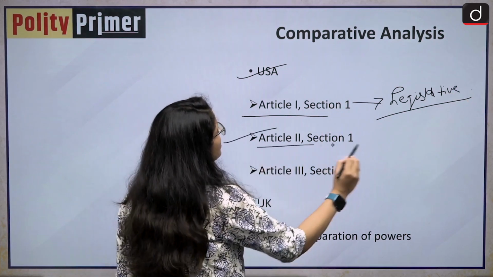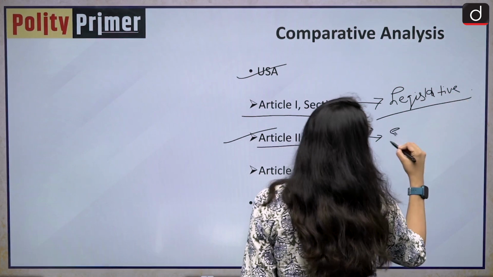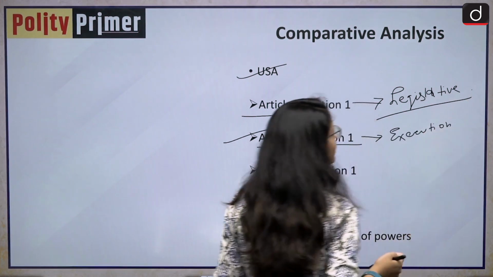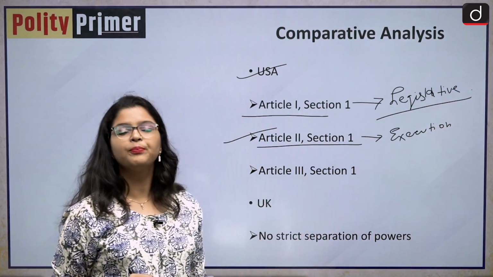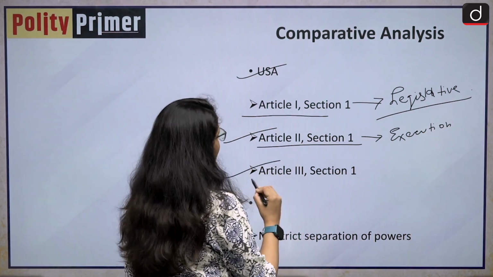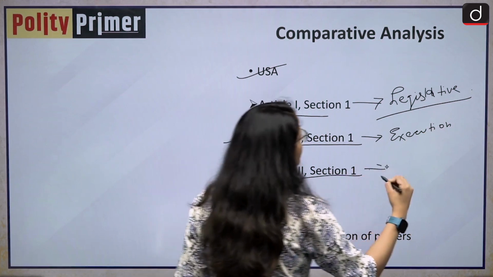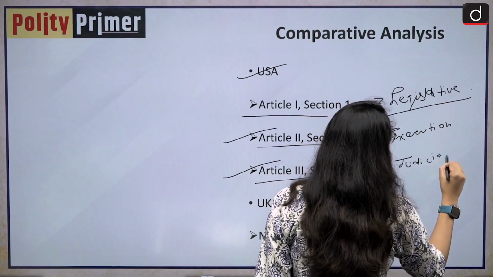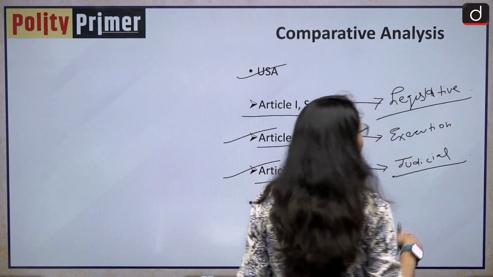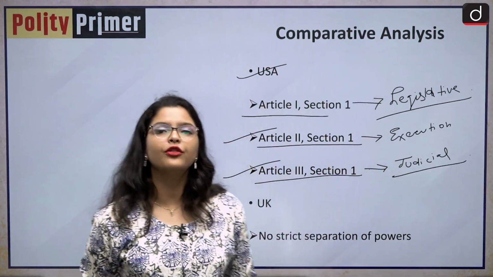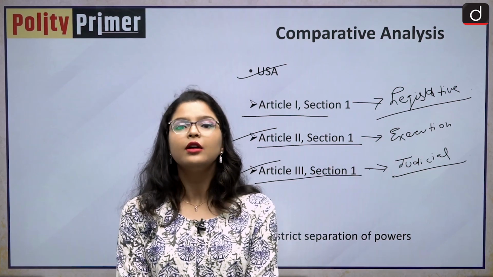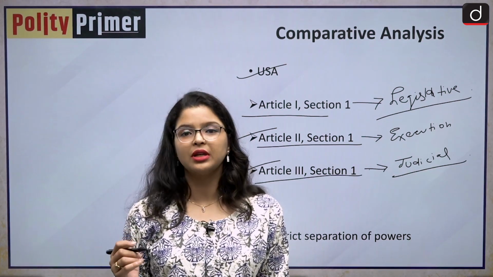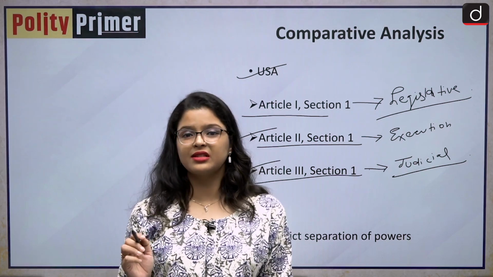As per Article 2, Section 1, the executive power under the US Constitution lies with the President of the USA. And then Article 3, Section 1 talks about the judicial power, and it lies with the Supreme Court of the United States of America. So this is the division of power under the US Constitution. But this division is not strict.